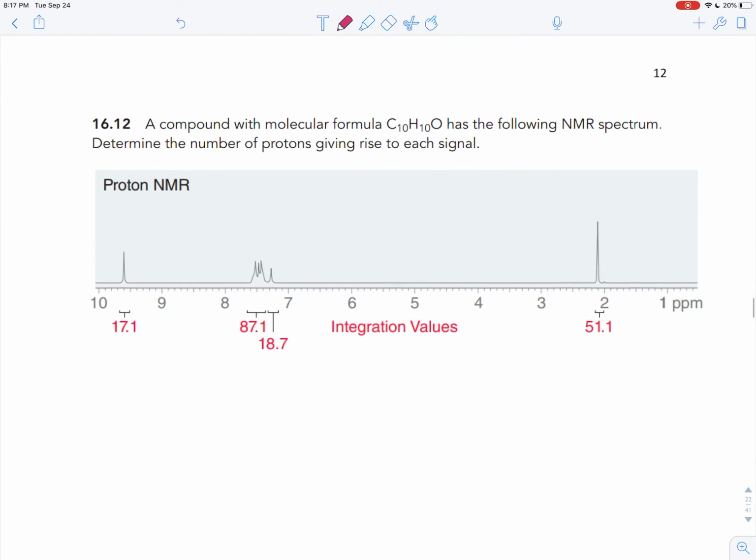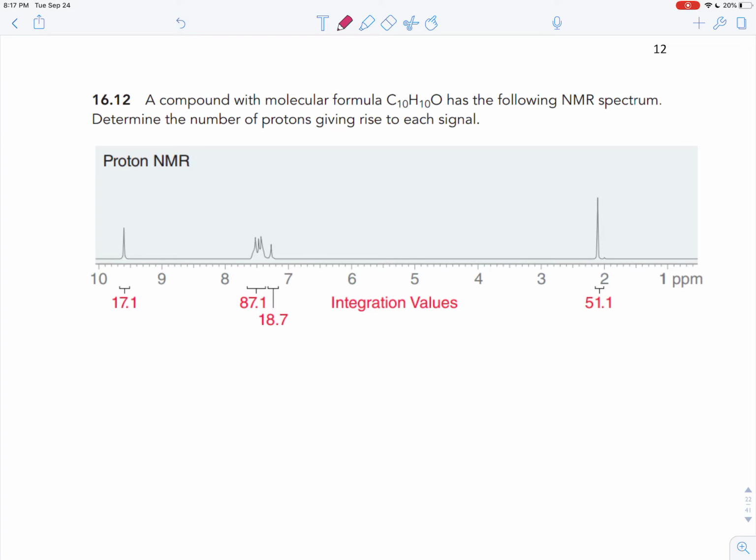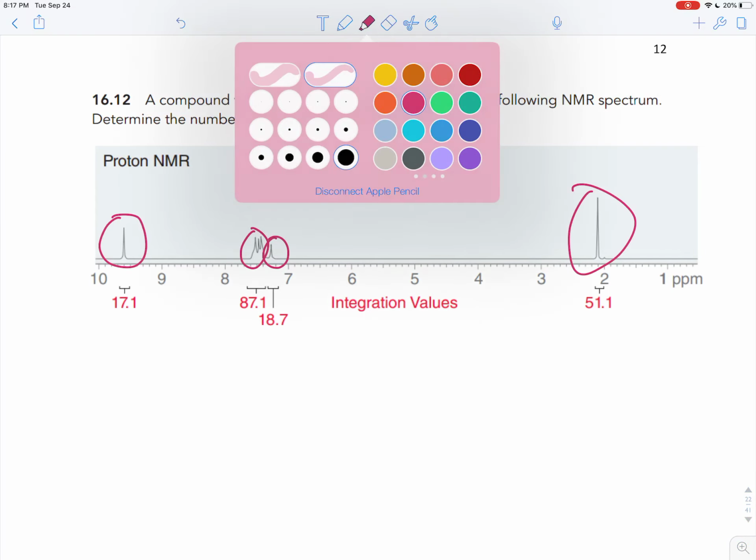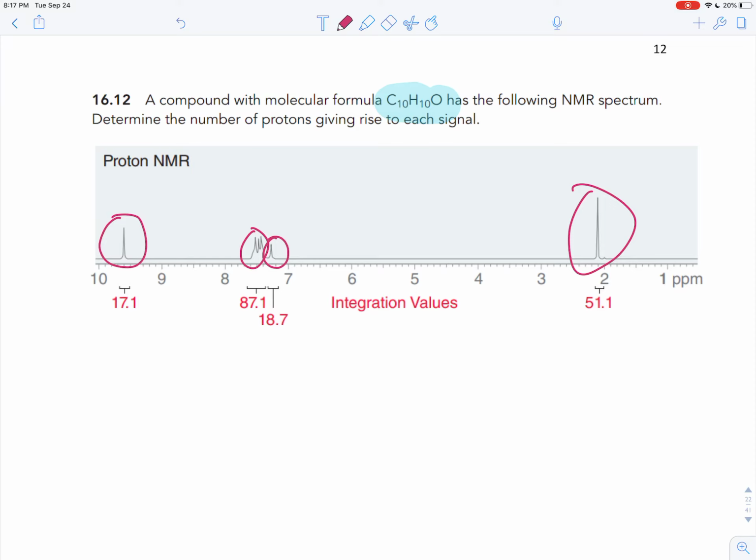All right, let's follow that same procedure with 1612. So we have 1, 2, 3. You know they're different because they have different numbers pointing at them. 4 different peaks. So we have 4 different electronic environments for whatever this molecule is. And you'll notice that they give us the molecular formula here. That's something that we could find in a laboratory using mass spectrometry.